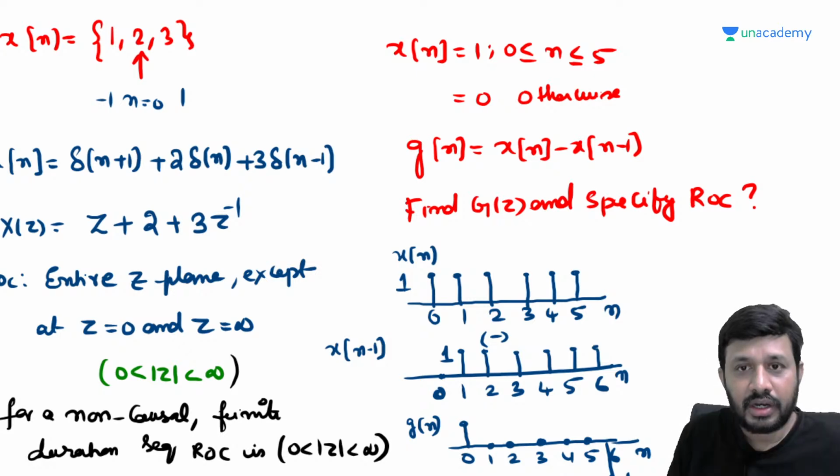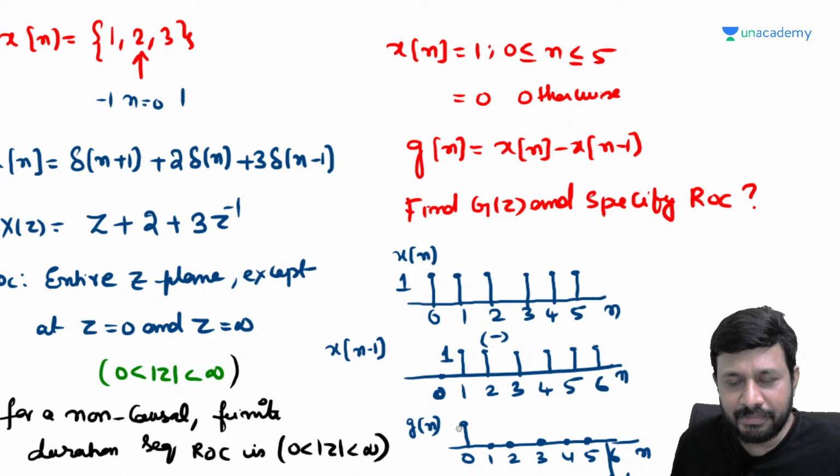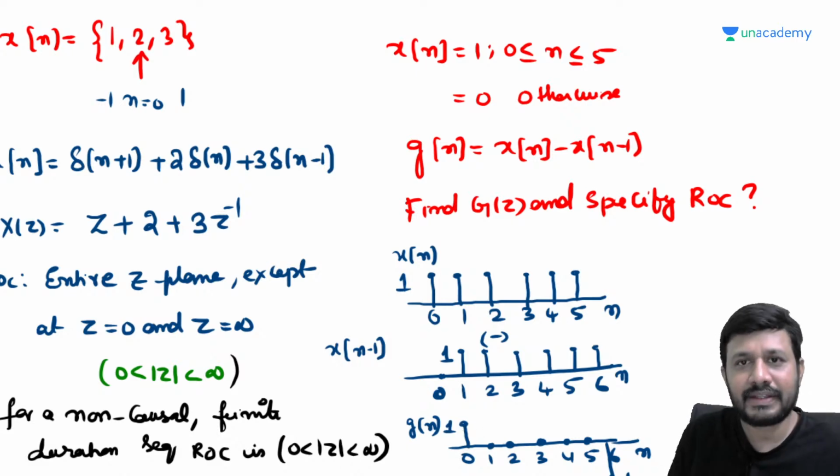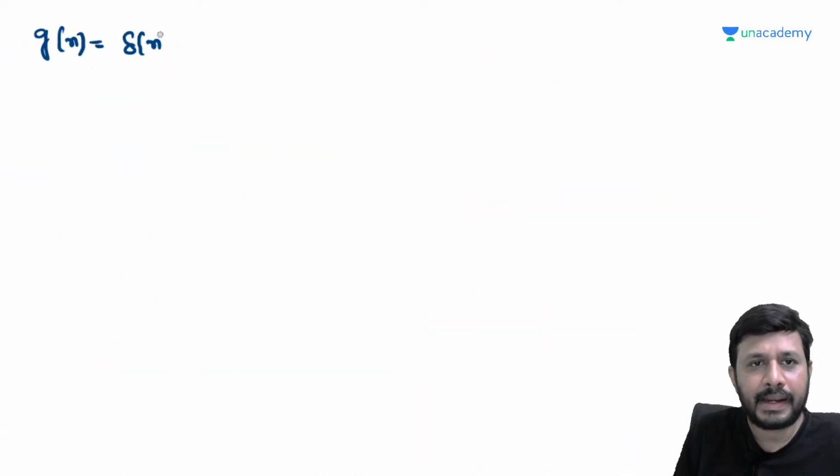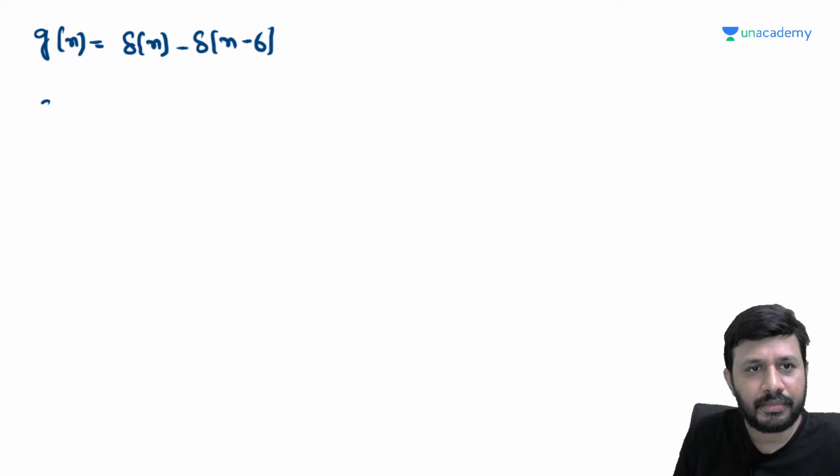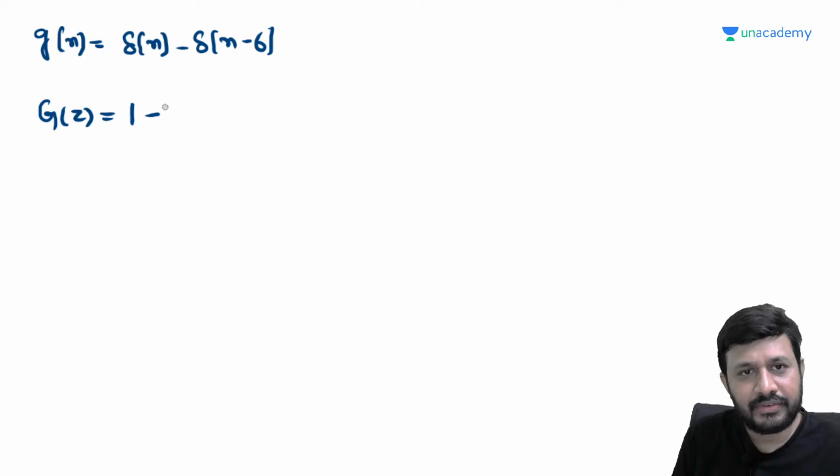So our signal g of n, can you write this g of n in terms of impulses? Del of n minus 6, as simple as that. G of n is del of n minus del of n minus 6. Now let's calculate the Z transform. Del of n means 1, minus del of n minus 6. Del of n minus 6 means, using the shifting property, z power minus 6.